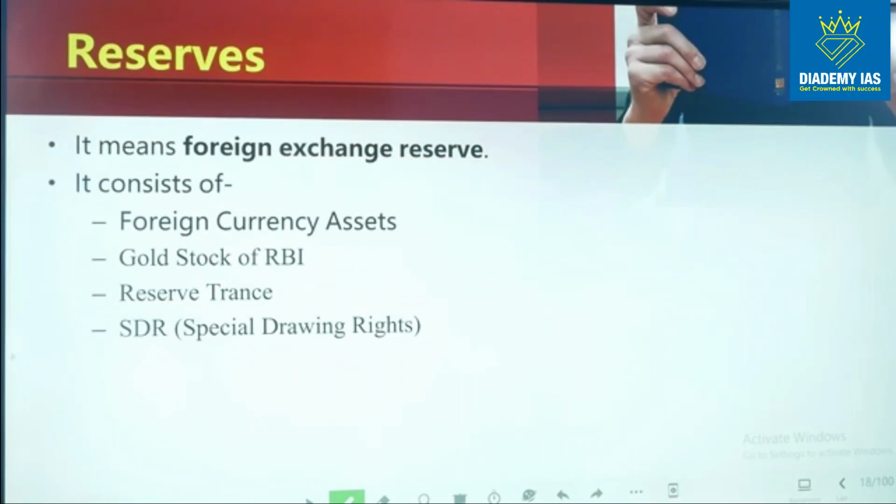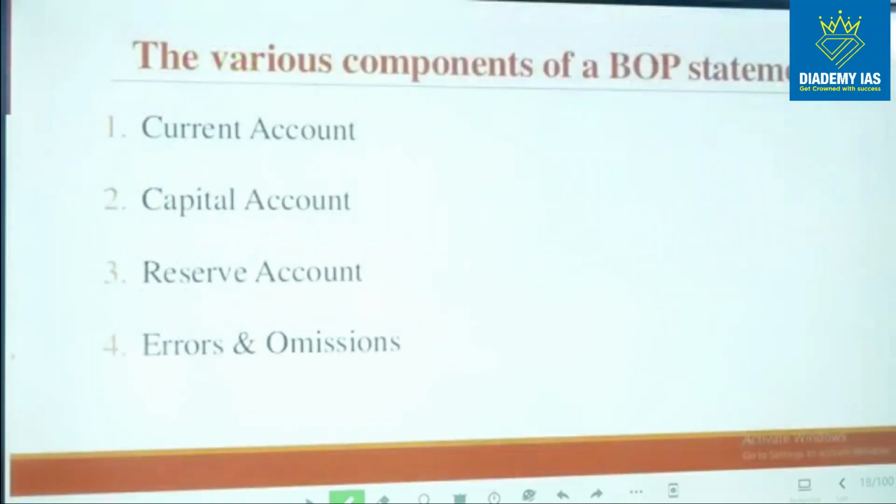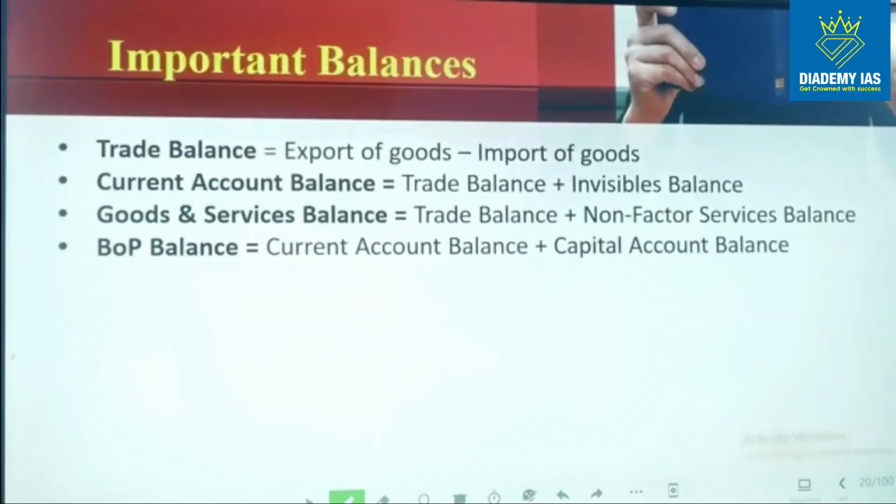So we can see reserves, it means foreign exchange reserves, and it consists of 4 different items. The first is foreign currency asset, then we have gold stock of RBI, third we have reserve tranche, and then we have special drawing rights. So there are total 4 concepts. One is current account, we have capital account, we have reserve account, and we have errors and omissions. We have discussed each one of these 4 items. I hope the BOP statement is now very much clear to you.